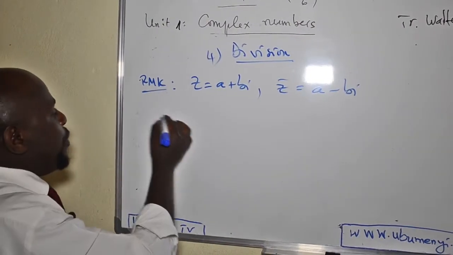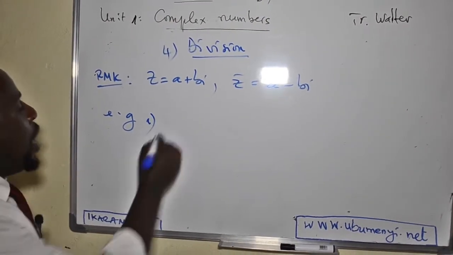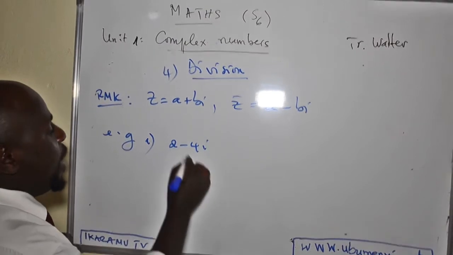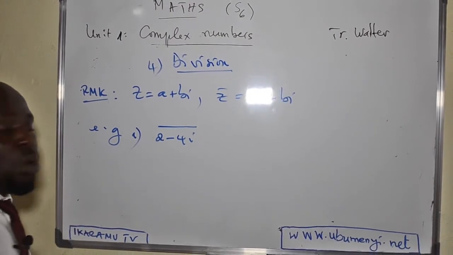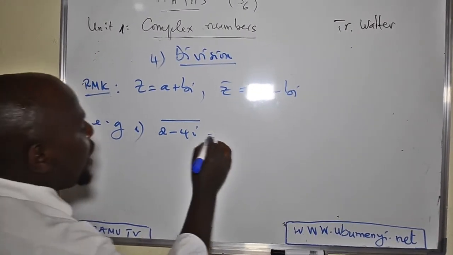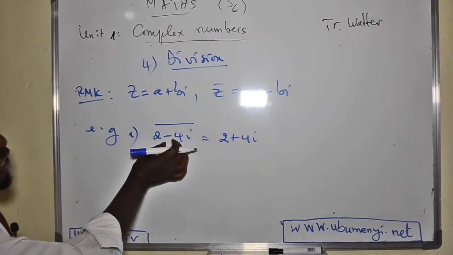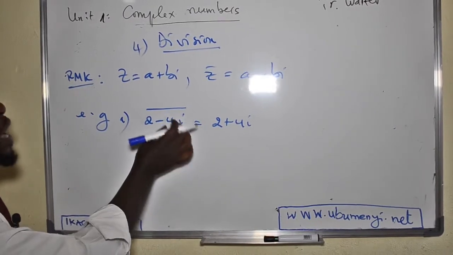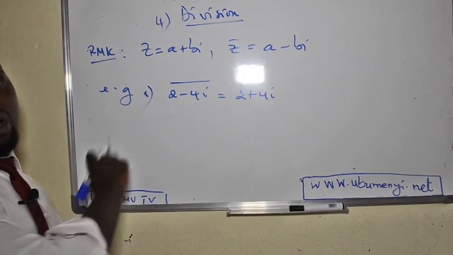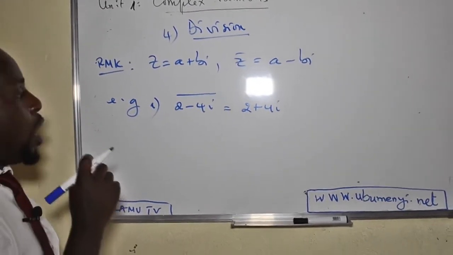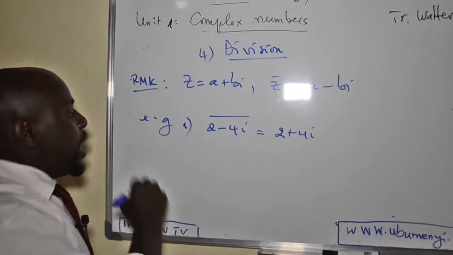This means that, for example, first example, if I have 2 minus 4i, the conjugate of this complex number will be 2 plus 4i. What I do is just change the sign of the imaginary part. If it was negative, it will become positive. If it was positive, it will become negative. This is the complex conjugate, which is also another complex number.